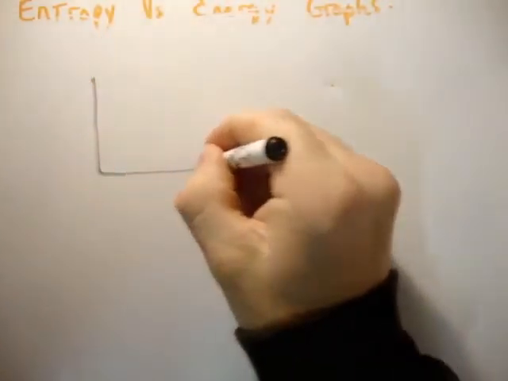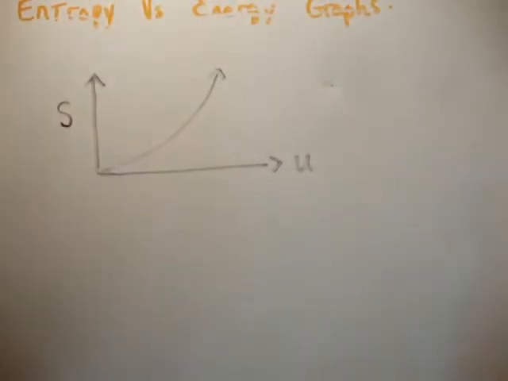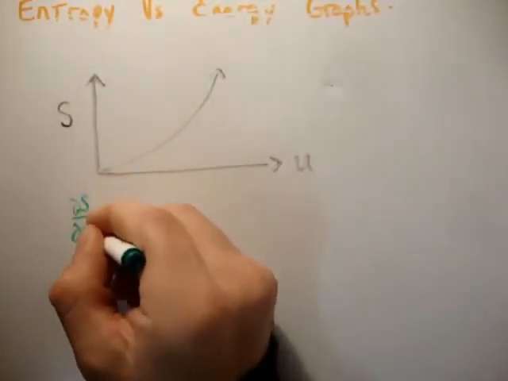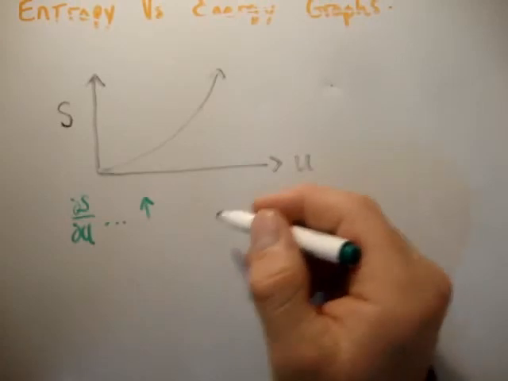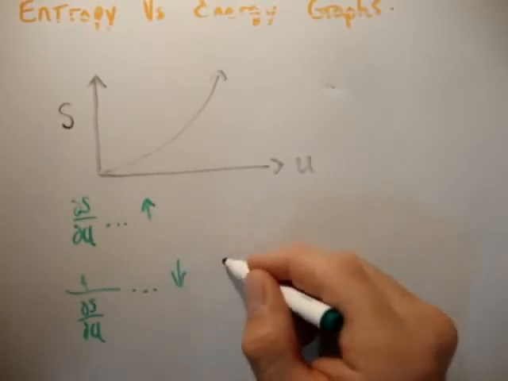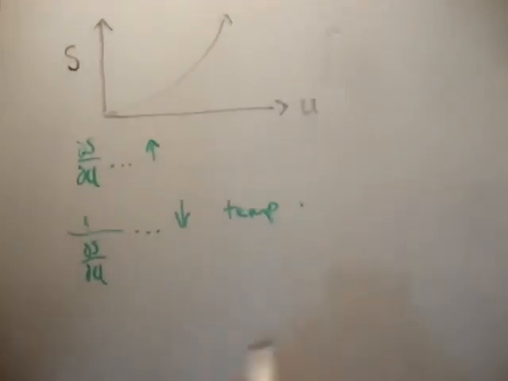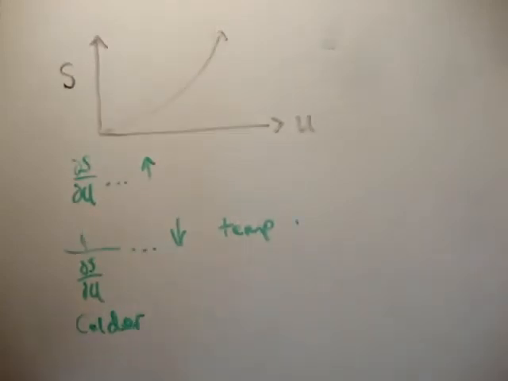Now, what happens if instead the body is concave up? Is that possible? I'm telling you it is possible. Of course it's possible, and we just don't see it on a normal day-to-day basis. So let's say it's concave up. Well, what is getting larger? Del S del U is going up. The rate of change of S with respect to U is going up. Therefore 1 over del S del U, which is the temperature, is going down. So the body is getting colder. So as the energy increases, the body is getting colder.